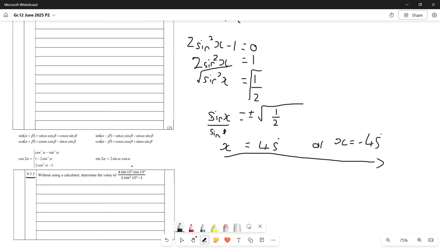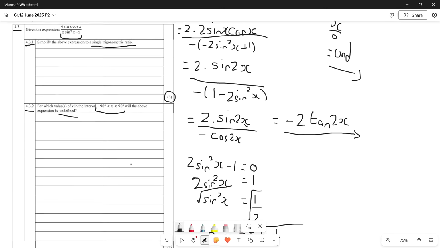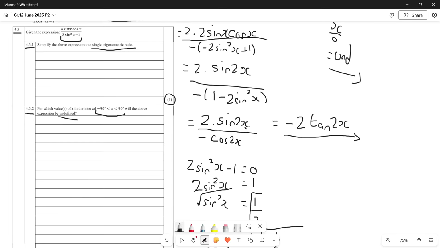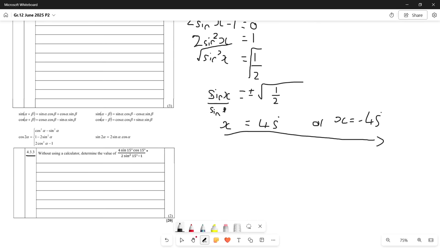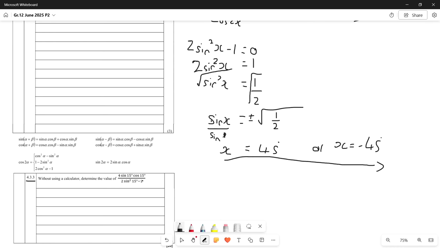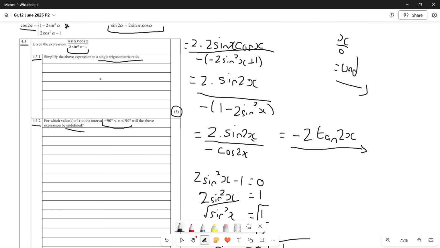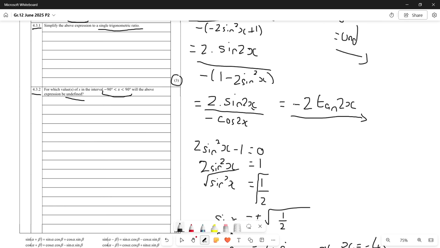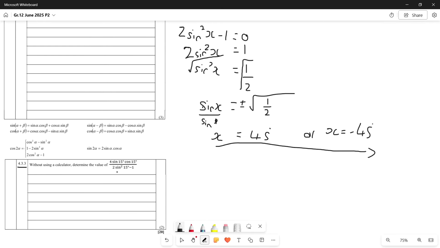This looks a bit messy for us, but a reminder that in our previous question, we calculated and proved that this expression here, 4 sine x cos x, we have 4 sine 15 cos 15, same formatting, just with actual angles there. 2 sine squared x minus 1, we have 2 sine squared 15 minus 1. So we simplified this whole expression to a single trig ratio, and this was the correct answer, minus 2 tan 2x, which means we don't have to solve for this whole thing again.